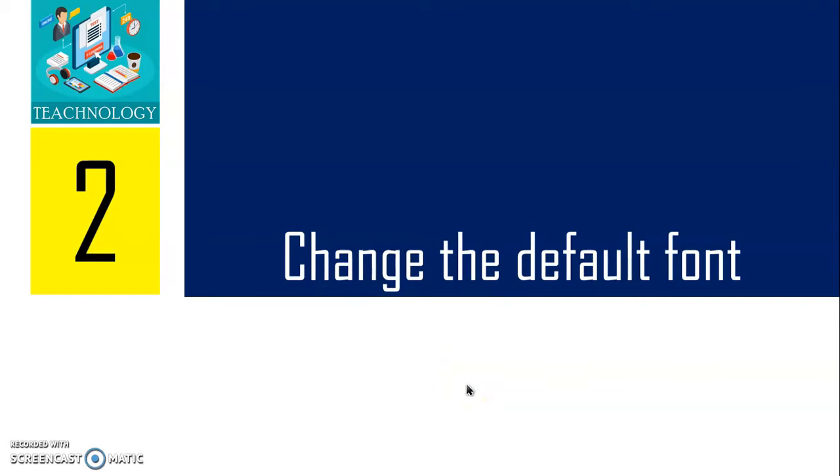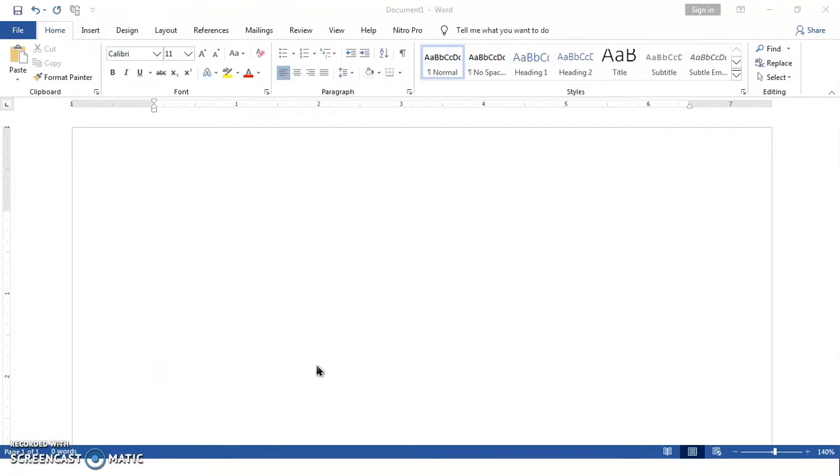The second tip that I am going to give you is how to change the default font in Microsoft Word. By default, when you create a new blank document, the text that you start typing will be using a font called Calibri with size 11. This is the choice that Microsoft Word automatically makes. But it might not be right for you.